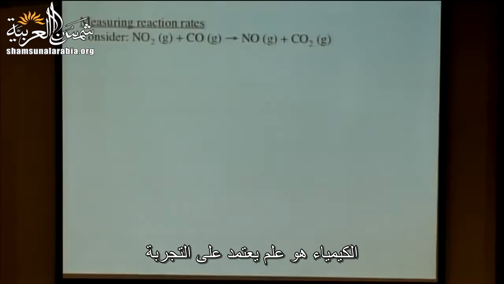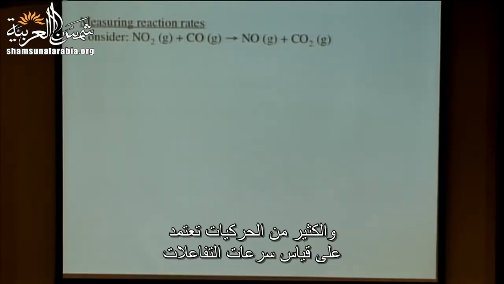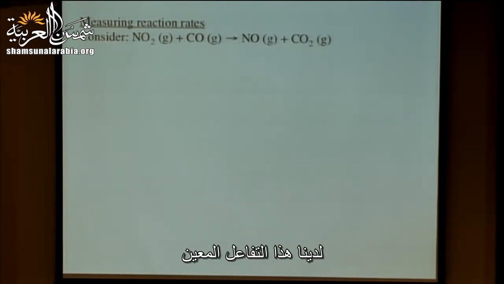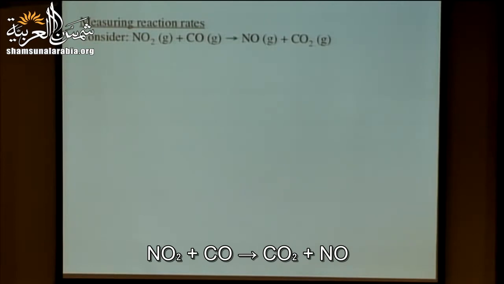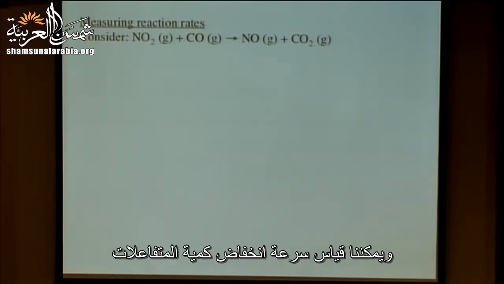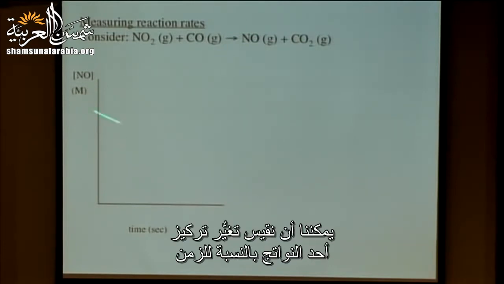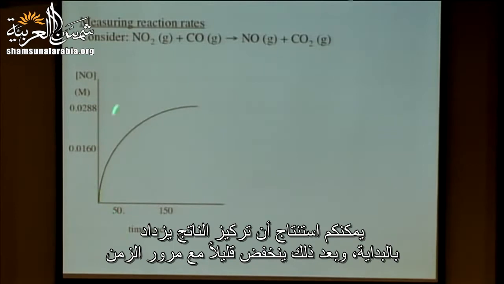So now chemistry is an experimental science, and so a lot of kinetics are involved with measuring the rates of reactions. So let's talk about how one might measure the rate of a reaction. So here's a particular reaction. We have NO2 plus carbon monoxide going to NO plus carbon dioxide. And one could measure the rate of decrease of the reactants or the amount of increase of the products. So let's just look at one of the products. So one might be plotting a change in the concentration of one of the products versus time. And you may find that it goes up and then maybe starts to level off a little bit over time.